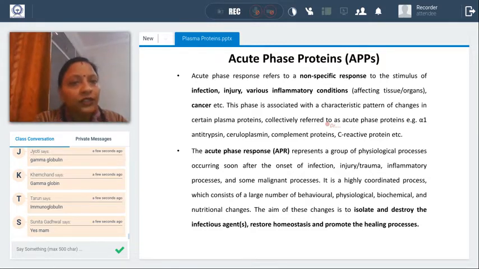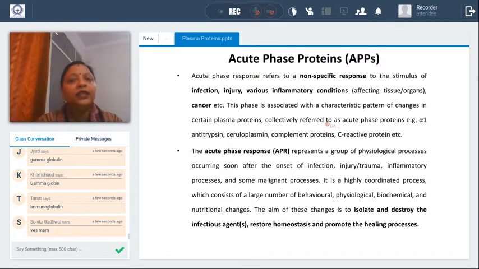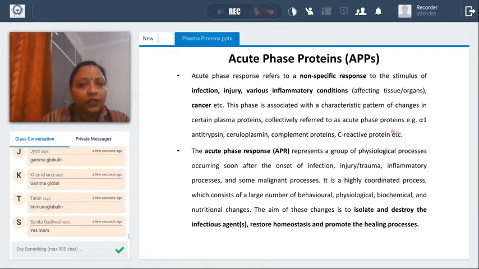So acute phase response is a non-specific response to the stimulus of infection, injury, and inflammation. These are the three I's: infection, injury, and inflammation. So, infection, injury, and inflammatory conditions. And another is cancer. This phase is associated with a characteristic pattern of changes in certain plasma proteins, collectively referred to as acute phase proteins, like alpha-1 antitrypsin, ceruloplasmin, complement protein, C-reactive protein, CRP, and many others.